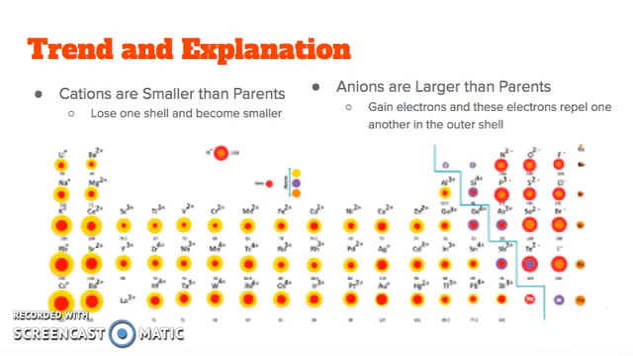So what are the trends between the ionic radius? So cations are smaller than their parent atoms, and this happens because they will lose 1 shell and become smaller, and anions are larger than their parent atoms. They will gain electrons, and these electrons will repel one another.